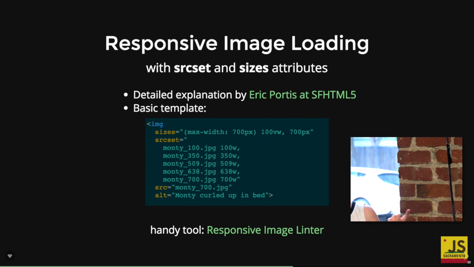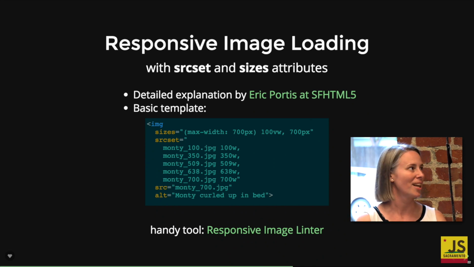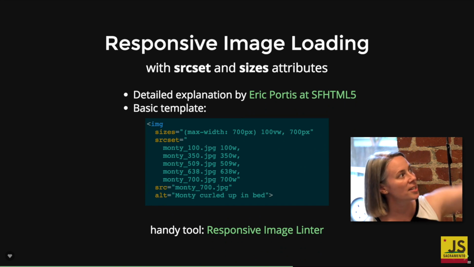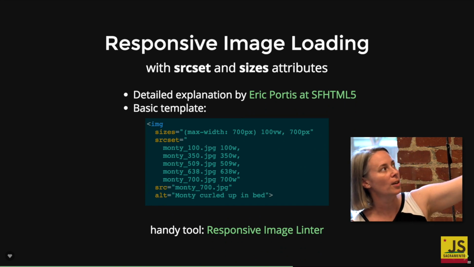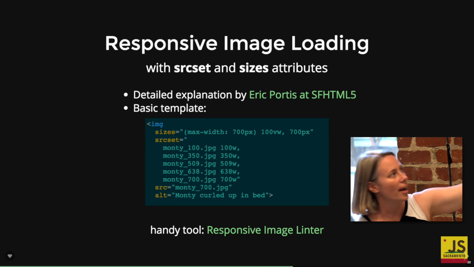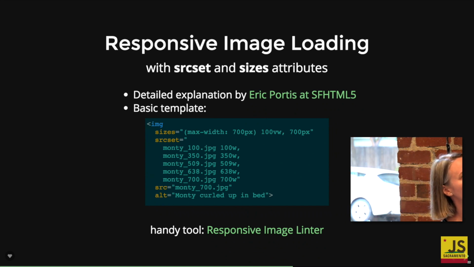There's actually a really great talk from the SFHTML5 meetup by Eric Portis a few months ago that goes way deep into sizes and all the things that you can do with it. But this is a sample of a basic template. You do it within a regular image tag, and you'll set a sizes attribute, and you'll say that, OK, this image where it's being called will never be larger than 700 pixels.